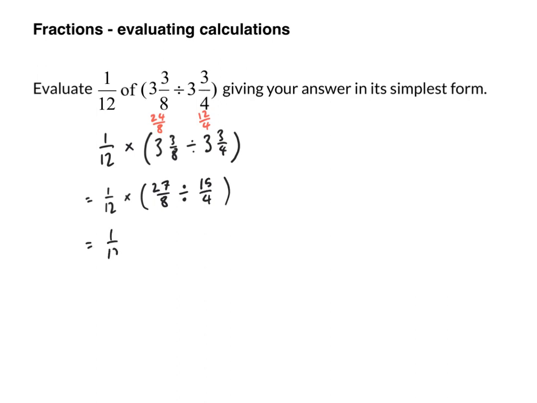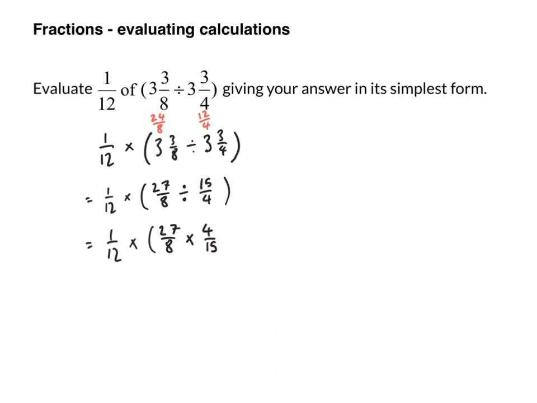Still need to work out what's inside my brackets, so not doing anything with that 1/12. I need to remember how to do division with fractions. To divide one fraction by another, the thing you're dividing doesn't change. And instead of dividing by a fraction, we can multiply by its reciprocal. So this division becomes multiplication, and this fraction gets flipped.